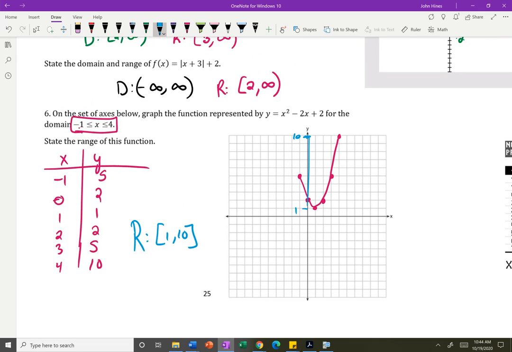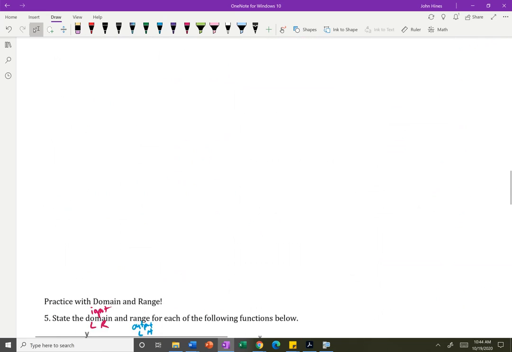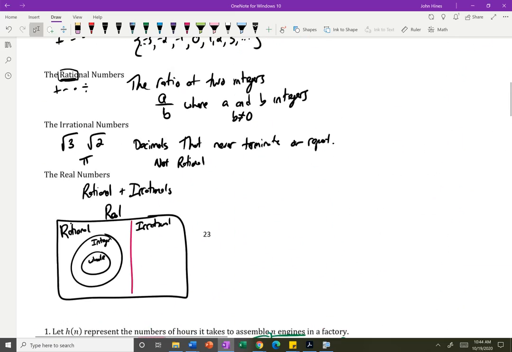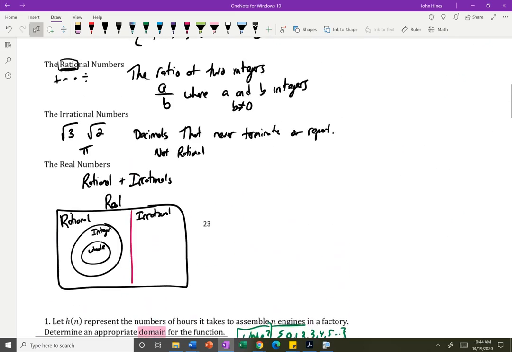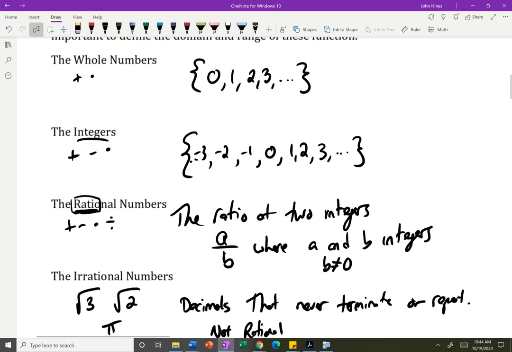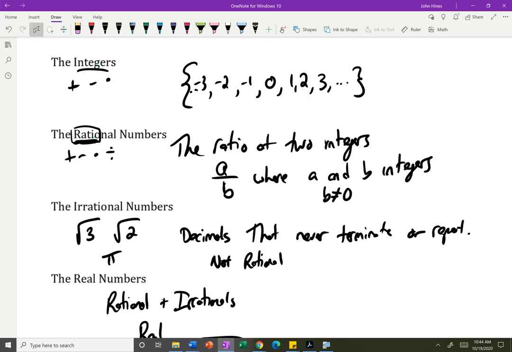All right, hopefully this was some good practice with domain and range, and you need to study up on what these number systems are. You can't answer these questions unless you know what I talk about when I say whole numbers, integers, rational, and irrational. You got to know what those are. We start with our nice counting numbers, then we throw in their negatives to make them integers, then we throw in fractions to make them rational, and then the irrationals are the crazies. This is never the answer. I hate to say it, irrational numbers, never the answer.